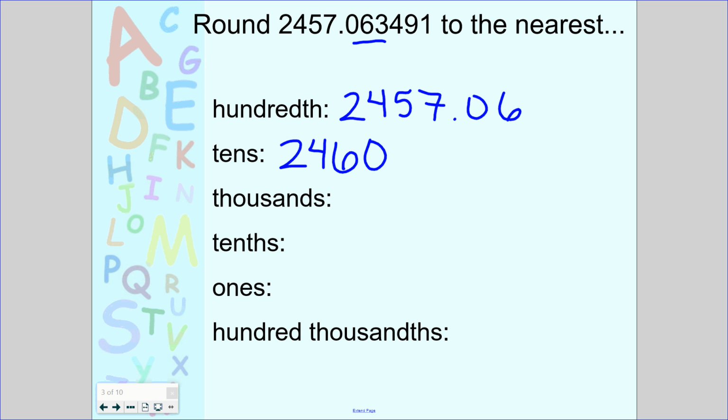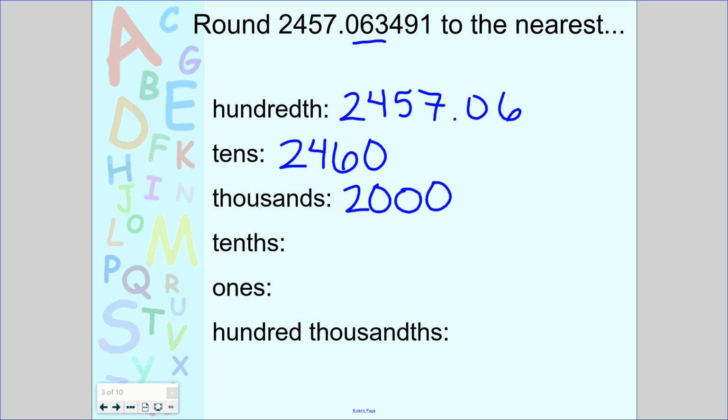Thousands. What number is in the thousands place? 4 is in the thousands place. Remember, it doesn't have a TH at the end of it. It's happening before the decimal. Okay, so I look at the 5 after it. Do I round up or down? Well, it's going to stay the same. I'm rounding down. Okay, so it's going to round to what? 24000, point, 0, 0, 0, 0, 0. I'll write that.